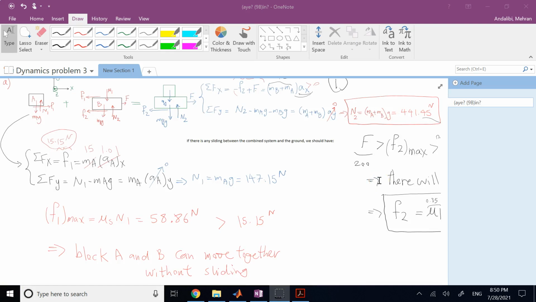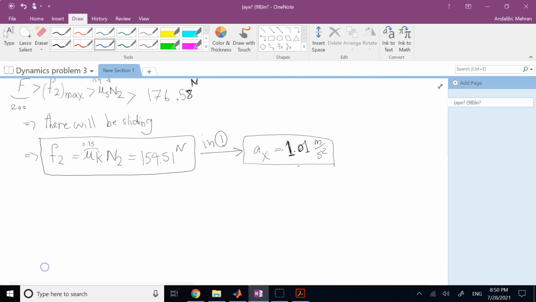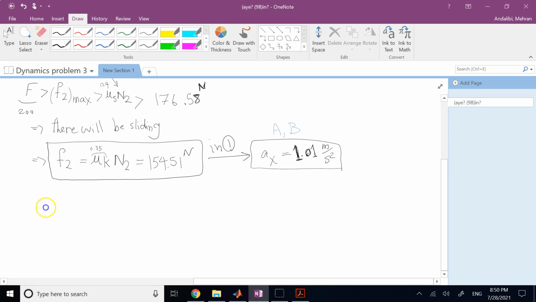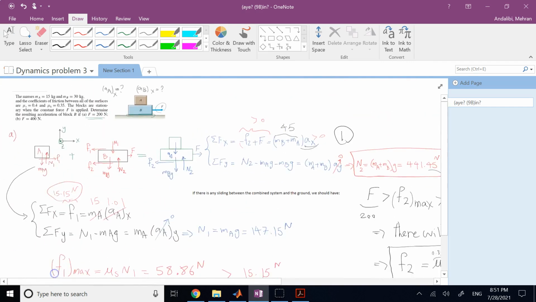Good. So now you can see that in this case, block B moves on the ground, and between A and B there is not going to be any sliding, so A will be dragged with B to the right side without any sliding with respect to B. So in this case, how much is the acceleration of A and B? Both of them are equal to this number. This is a_x for both A and B, right? The friction between B and the ground is going to be kinetic, between A and B it is going to be static.